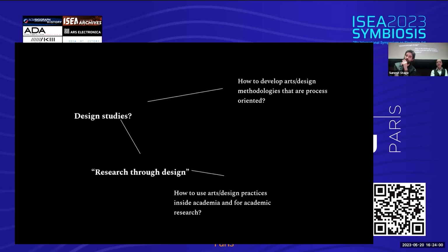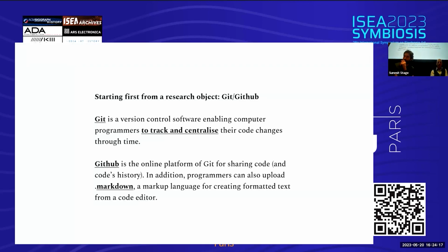So how to develop arts and design methodologies that we could use in a much more process-oriented way, and how to use arts and design practices inside academia for the creation of hybrid academic research. And in the context of my paper, I start with a research object, which is Git and GitHub. Git is a version control software that enables computer programmers to track, centralize, and archive their code changes through time. And GitHub is the online platform of Git for sharing code.